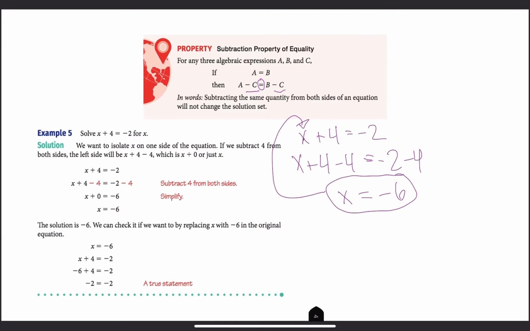So let's take this x plus 4 equals -2, and we'll plug -6 in for my variable, and we'll see if it's true. -6 plus 4 is -2. So sure enough, it checks out. And then that means my solution is a good solution. It is a true solution to the equation.